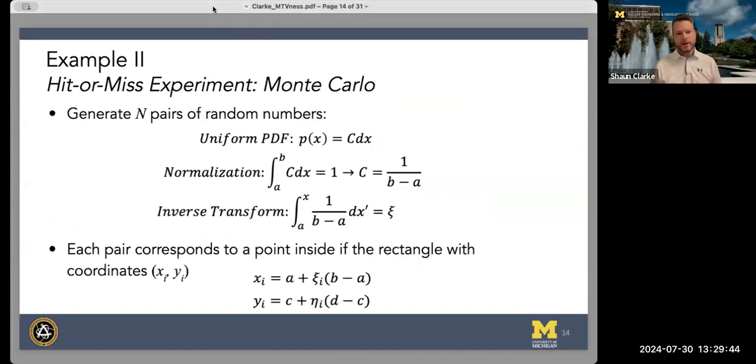So we can do this by sampling positions which correspond to the coordinates of the virtual darts that we're throwing at this page. In this case, we want to sample our positions, our dart throwing positions, uniformly across the rectangular region, the purple region on the previous slide. And to do this, we need to generate pairs of random numbers that are going to correspond to X and Y coordinates in that rectangular space.